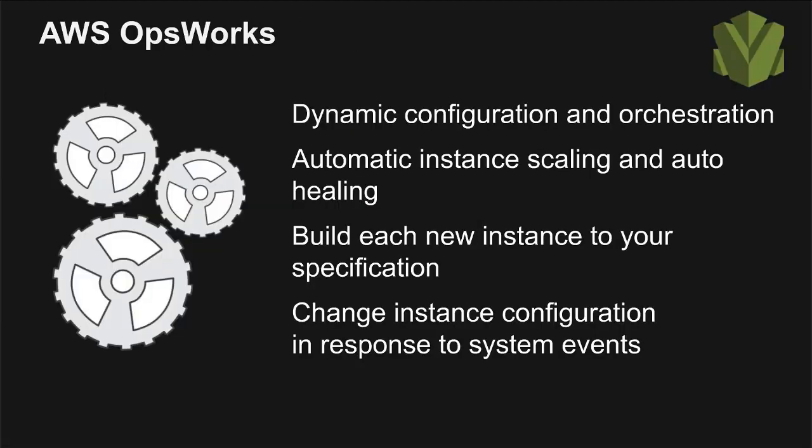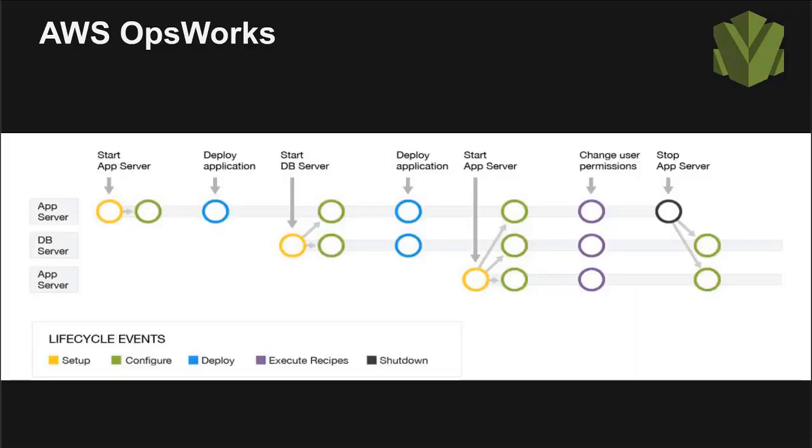Let's move on to AWS OpsWorks. OpsWorks handles configuration and orchestration of your instances and your applications on those instances. It handles the scaling and auto healing of those instances. It allows you to build each new instance to your specification according to Chef recipes that you define. You can also change your instance configuration in response to different system events.